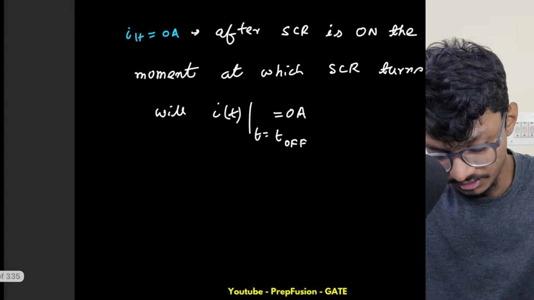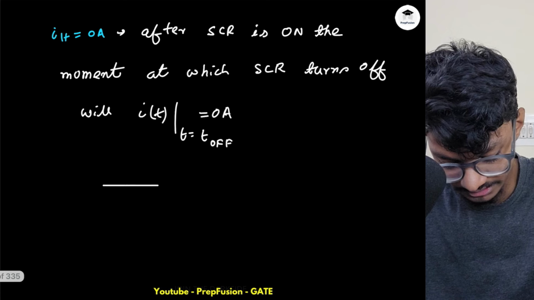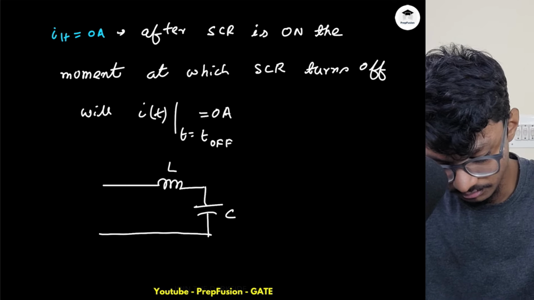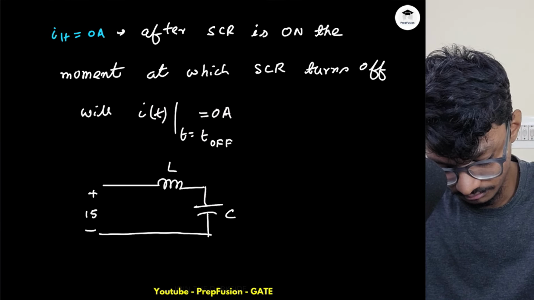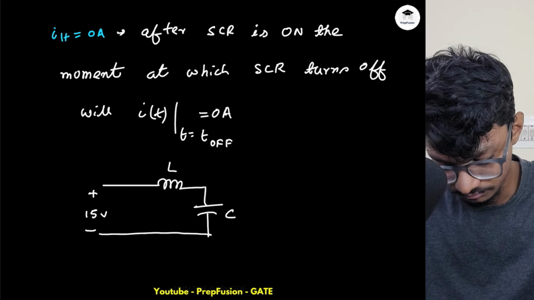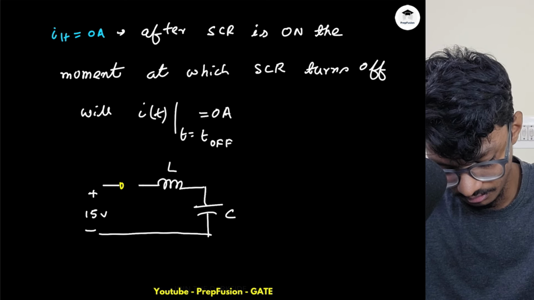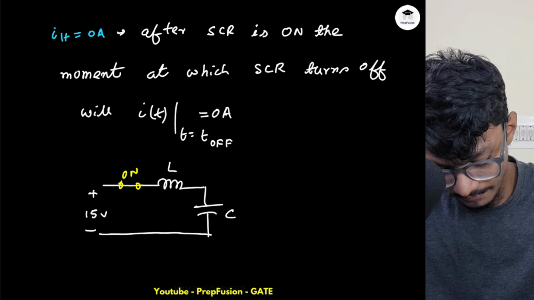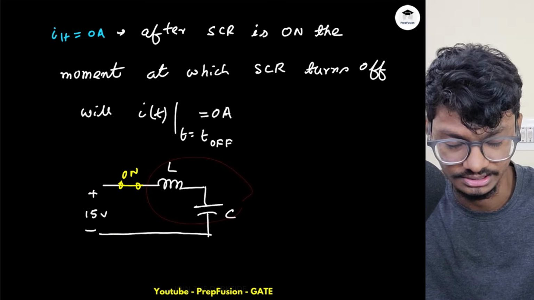So when the SCR is triggered, what will happen? The circuit will simply be like this. There will be an inductor and a capacitor, C and L. I'm not writing the exact values right now, and 15 volts. Okay, so the SCR is on.